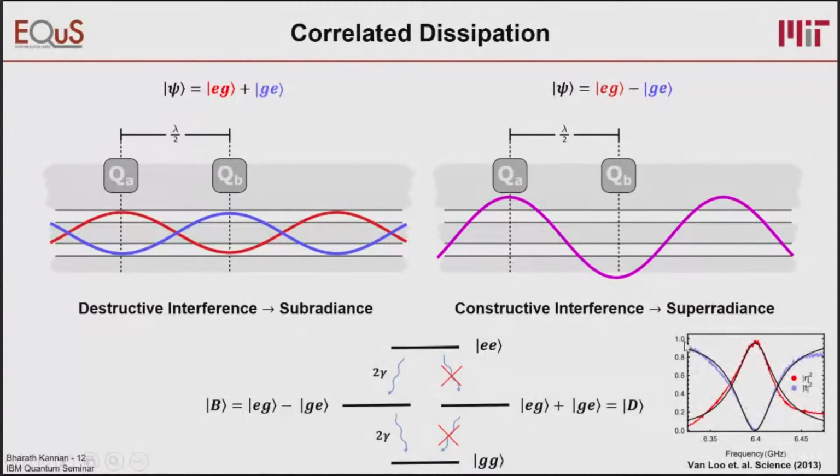And indeed, this was what was measured by the group of Andreas Wallraff back in 2013. They basically measured this system in spectroscopy. And what they saw was, when they were at this super and subradiant condition and measured the scattering, reflectance and transmittance in the transmission line, the linewidth that they measured doubled, corresponding to this 2 gamma that's associated with the bright state. And yeah, this is very cool.